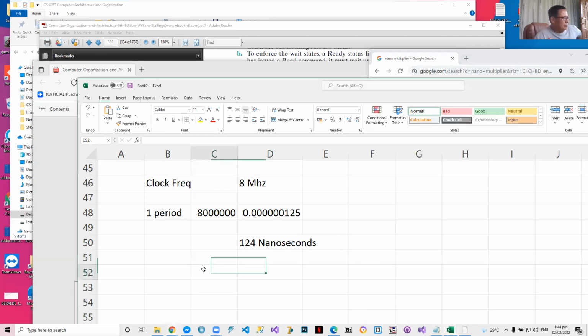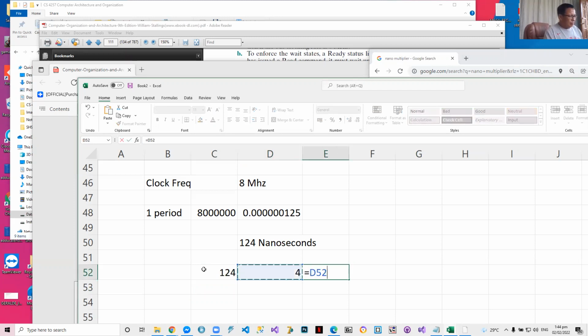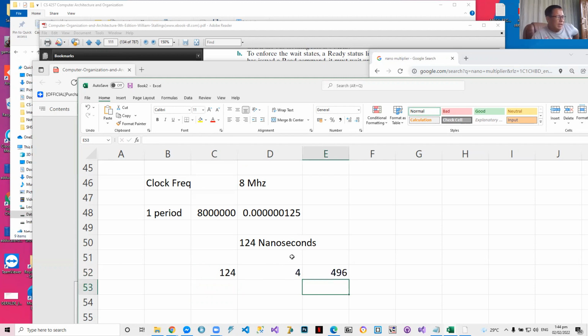Do you follow? So 124 times 4. Why? Because there are now 4 cycles. Okay, it's 496 nanoseconds. So it reads 1 byte per 496 nanoseconds.